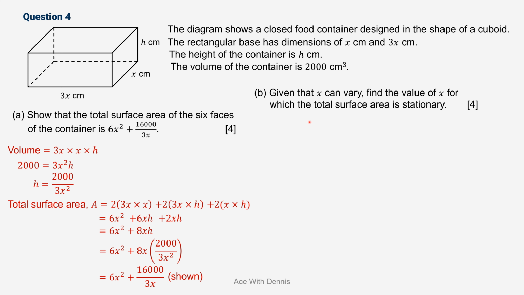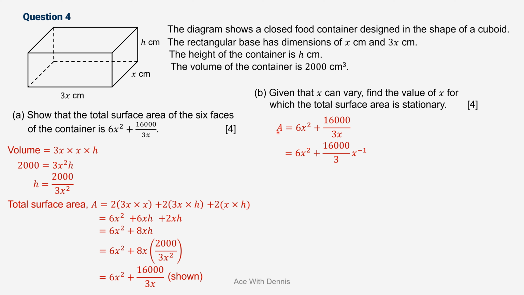Okay, now move on to B. Given that x can vary, find the value of x for which the total surface area is stationary. So 4 marks here. When I see the word stationary, I know that I need to differentiate this surface area and then let it be 0. So for this case, I will differentiate the A in terms of x.